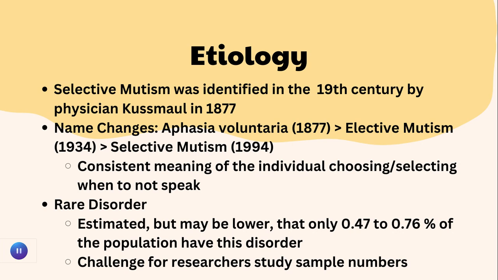As stated before, selective mutism is a rare disorder. It's estimated, but this estimation may even be lower, that only 0.47 to 0.76% of the population have this disorder. Because of this, there may be a challenge for research studies, specifically for the sample numbers, because the population is so low in number, that means their sample numbers are also pretty low.